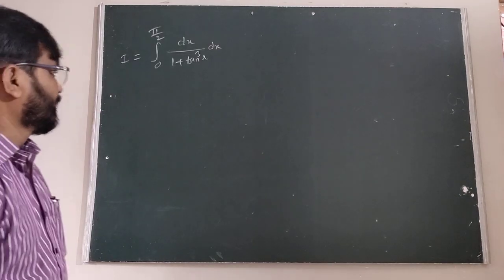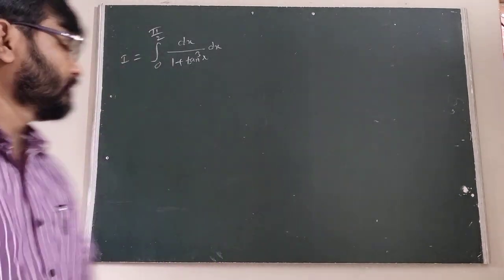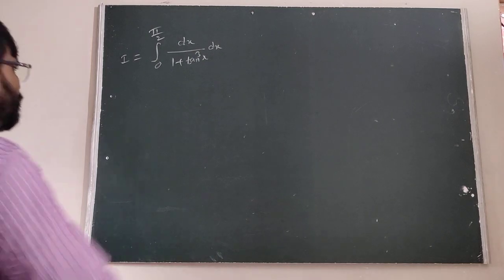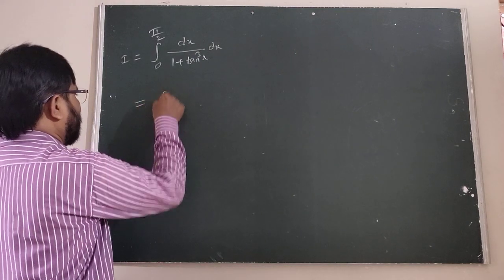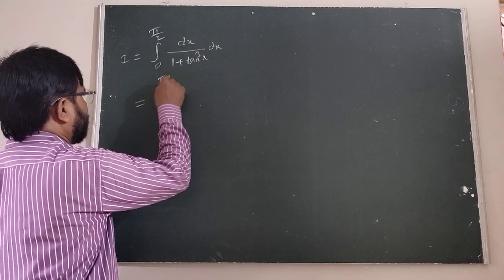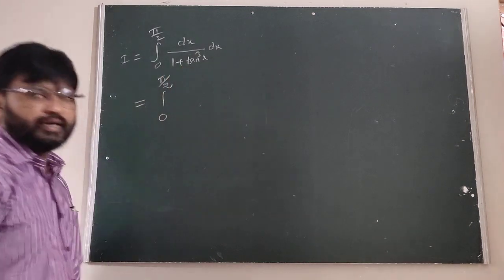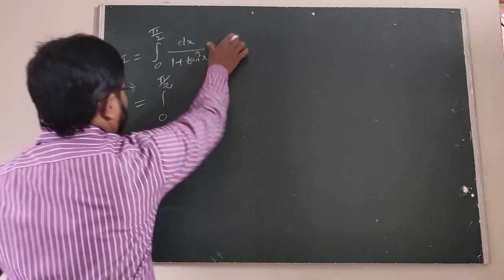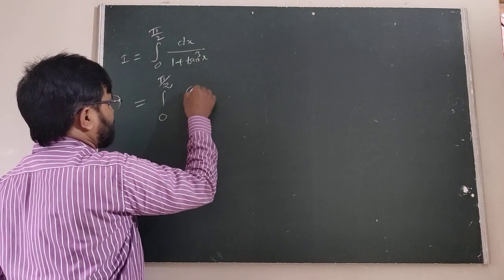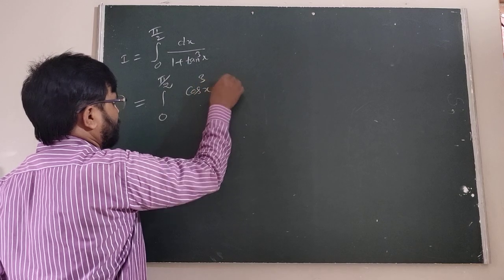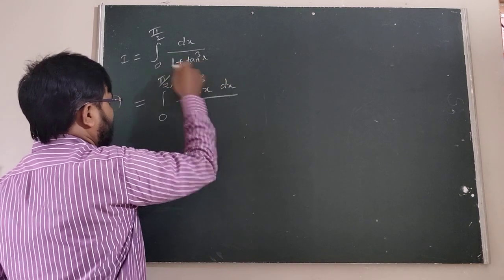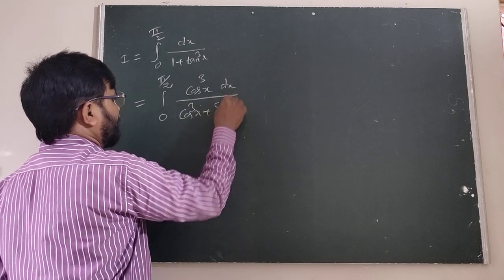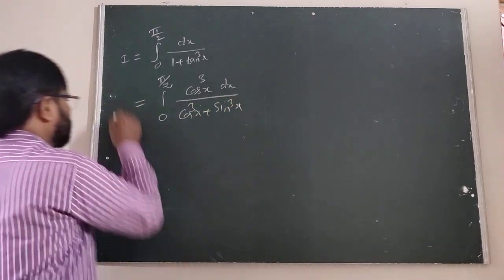Now, the next integral is one of the very easiest ones. The integral from 0 to pi by 2 of dx upon 1 plus tan cube x. Now this can be written as the integral from 0 to pi by 2, where tan is sin by cos. We take the LCM, which is cos cube x, and it goes into the numerator. It will be cos cube x dx upon cos cube x plus sin cube x. Now this is I.